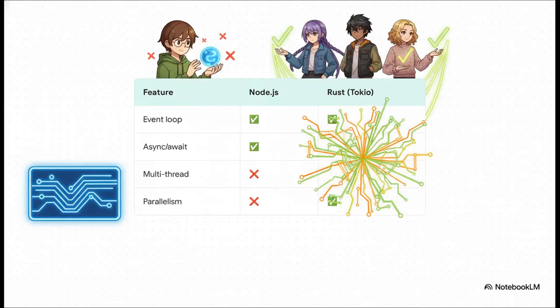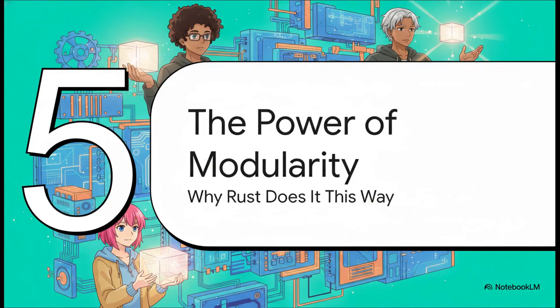But here is where the two paths really diverge. Both have an event loop, check. Both use async await, check. But then look at the bottom. Node.js is famously single-threaded. Tokio, on the other hand, is multi-threaded right out of the box. And this is an absolute game changer. It means your Rust application can automatically use every single CPU core you give it, which gives you true parallelism without all the headaches.